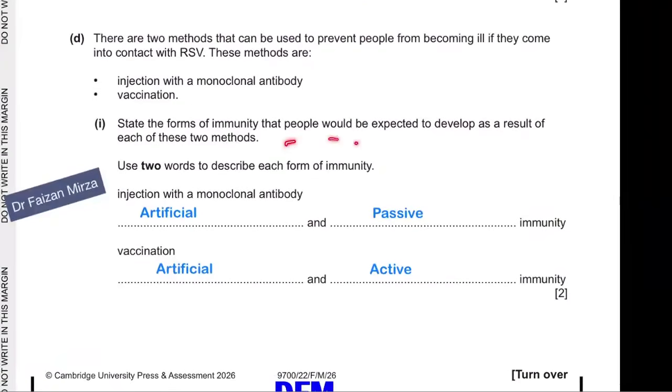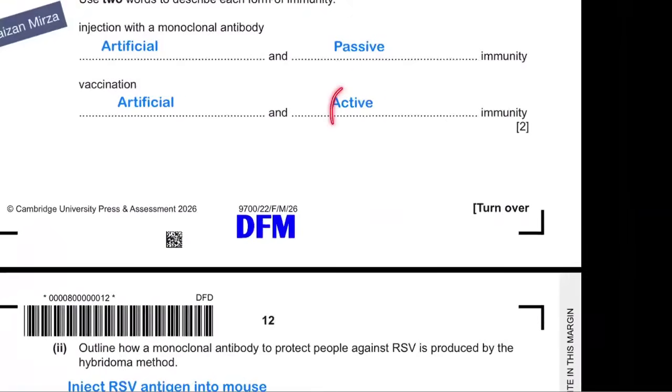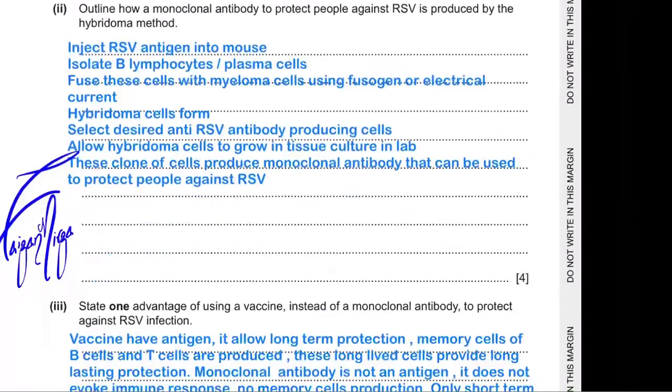Then they have mentioned two forms in which this can be treated in terms of immunity. So injection of monoclonal antibody provides artificial passive immunity, whereas vaccination provides artificial active immunity. Active immunity is where the memory cells get produced. Passive is when you receive antibodies.